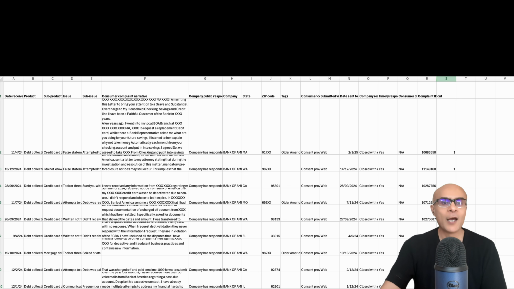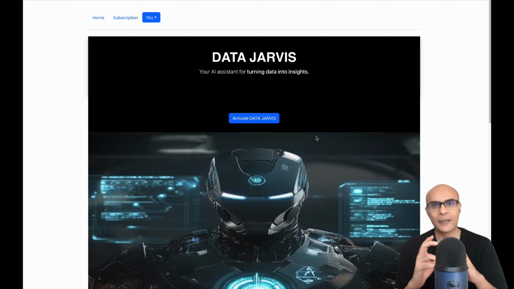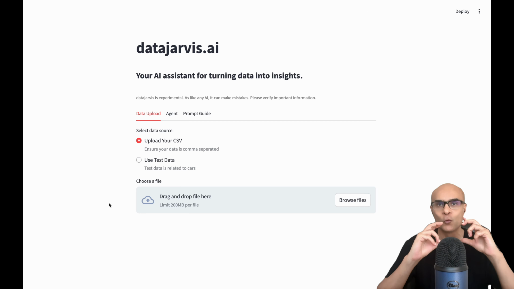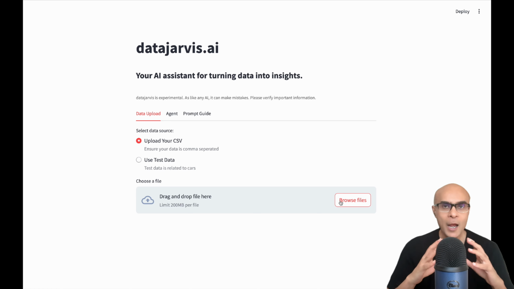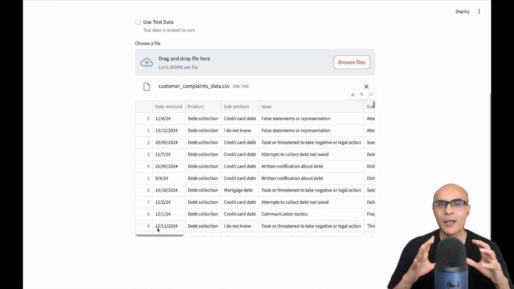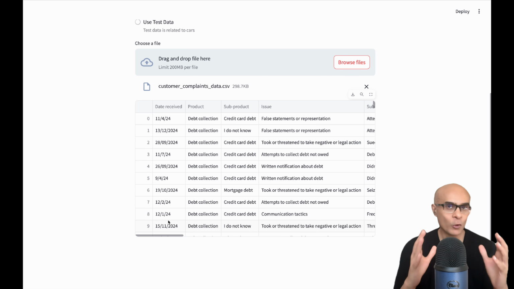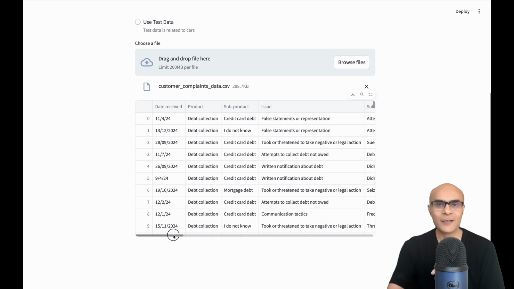All right, now we are all set to load this data into Data Jarvis. So let me go to the platform Data Jarvis and we are going to upload the data. And voila, all my data is now available in the platform. So now let us start chatting with this data.